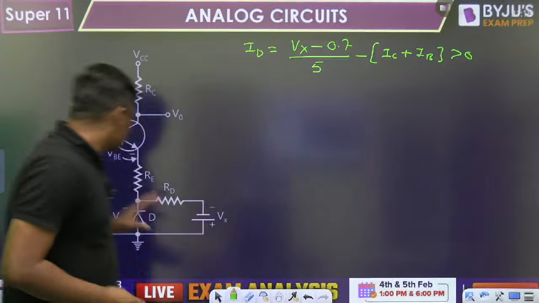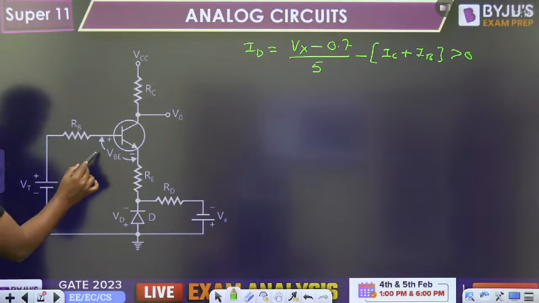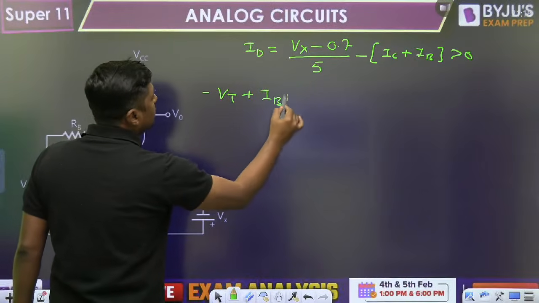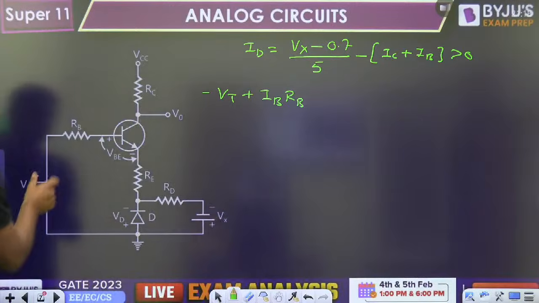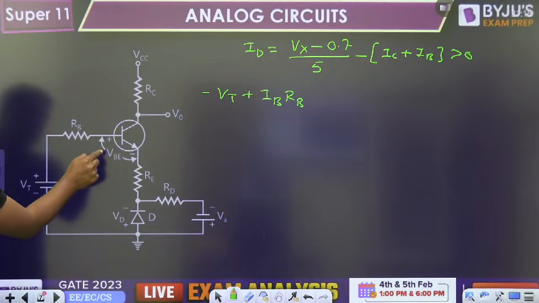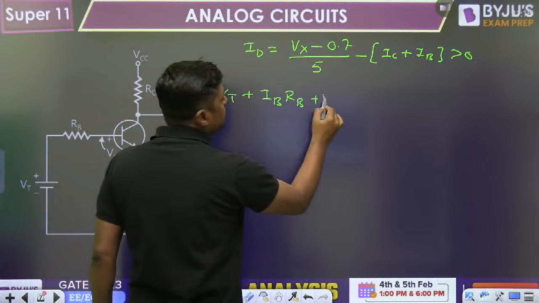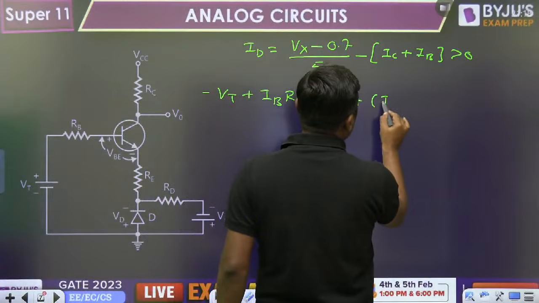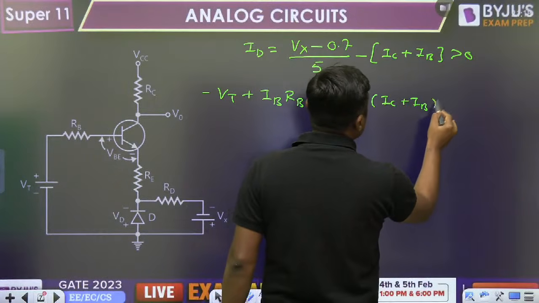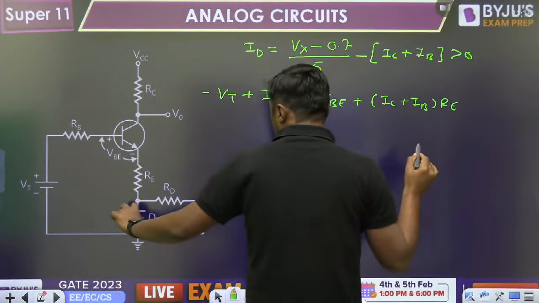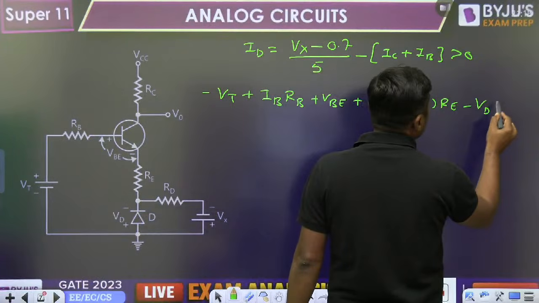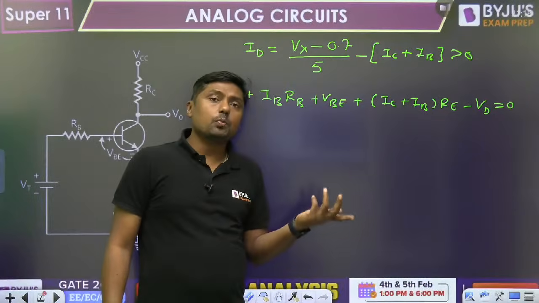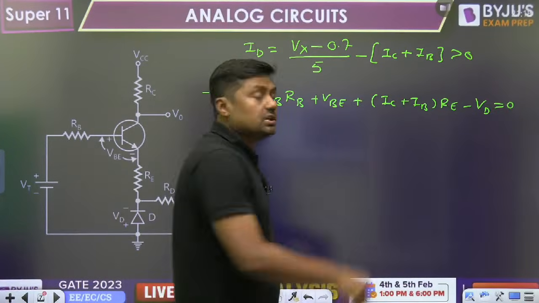Try to understand. If suppose I am writing the KVL, so what is this? Minus VT plus IB into RB plus what is the drop across this? VB plus IC plus IB into RE plus minus VD is equal to 0. So minus VD and VB both are 0.7 volt. That's why they cancel each other.